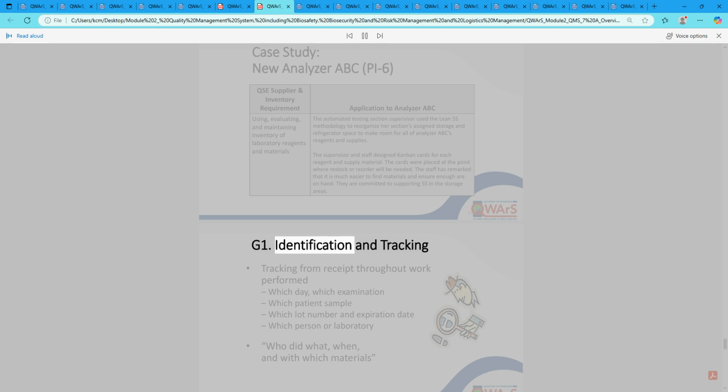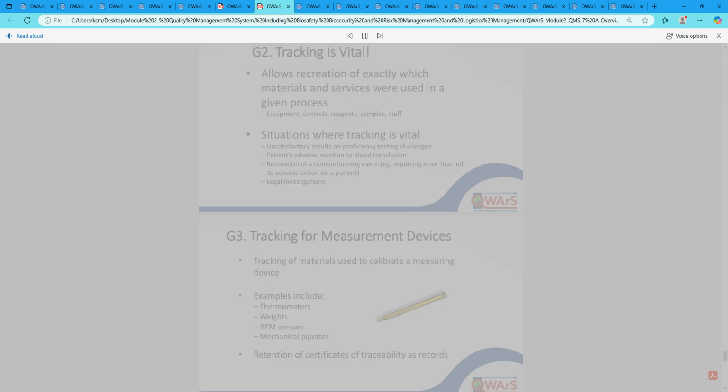G1. Identification and tracking. Tracking from receipt throughout work performed. Which day, which examination, which patient sample, which lot number and expiration date, which person or laboratory. Who did what, when, and with which materials. G2. Tracking is vital.